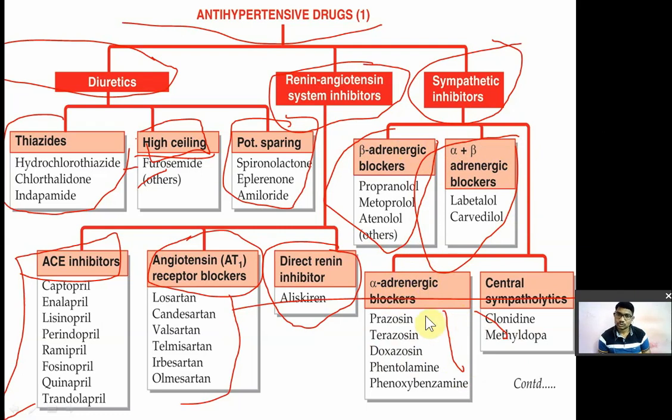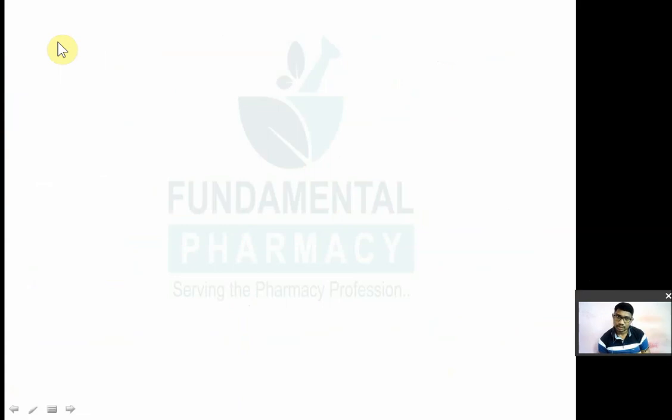Prazosin, terazosin, and doxazosin are known as selective alpha blockers, and the others are non-selective. Then central sympatholytics: central alpha 2 agonists like clonidine and methyldopa. Then in this continuation, another classification is there.